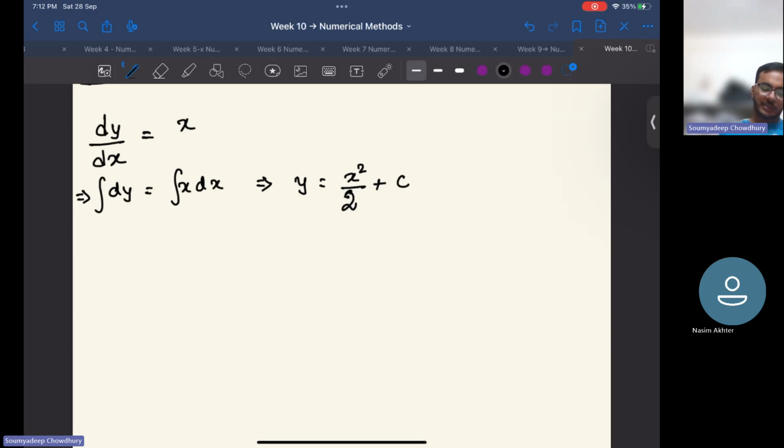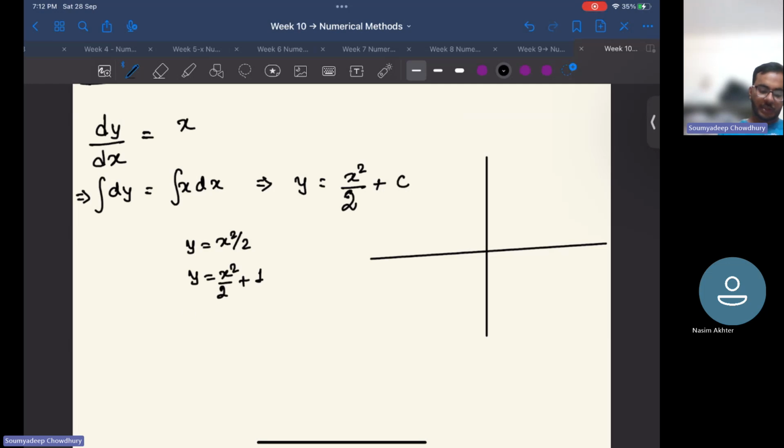So what do you think, this y equal to x square by 2 plus c, if we plot this in the graph, how will it look? This c can take any real value, right? So it will be a multiple set of parabolas. It can be y equal to x square by 2, it can be y equal to x square by 2 plus 1, it can be y equal to x square by 2 plus 2. Like this, infinite options are possible. So basically, y equal to x square by 2 plus c is a family of parabolas. So there is no unique solution of this differential equation.